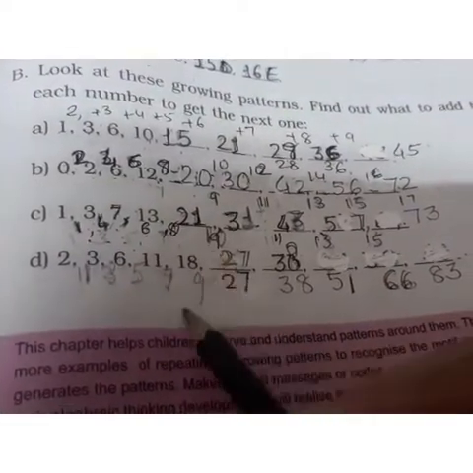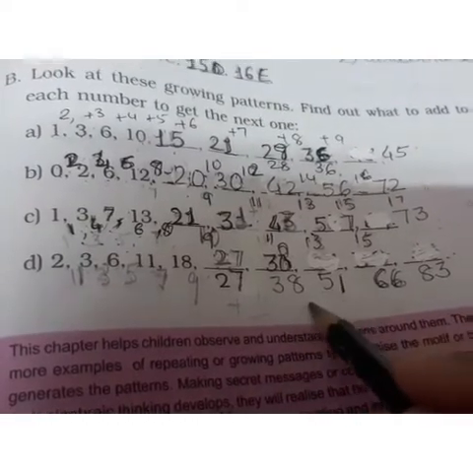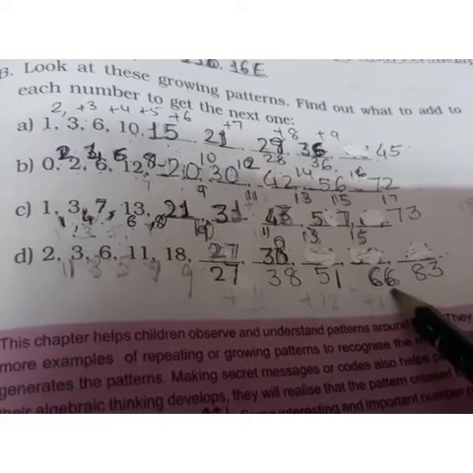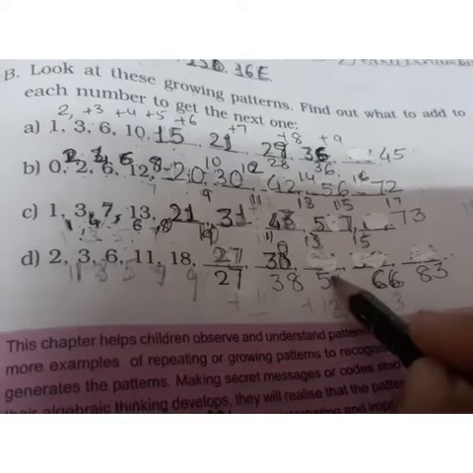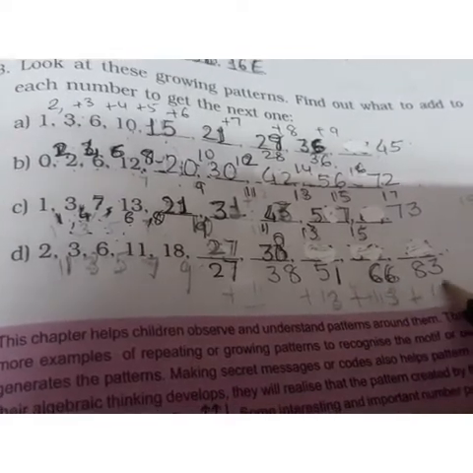That means 18 + 9 is 27. 27 + 11 is 38. 38 + 12 is 51. 51 + 13, सॉरी 11 के बाद यहाँ पे 13 आएगा, that is 51. 13 के बाद 15 आएगा, that is 66. And then 17 आएगा, that will be your 83.